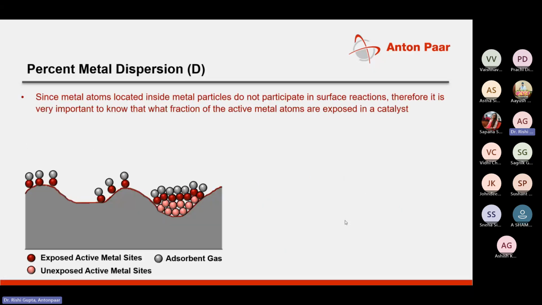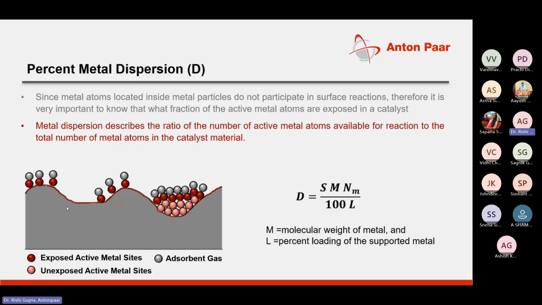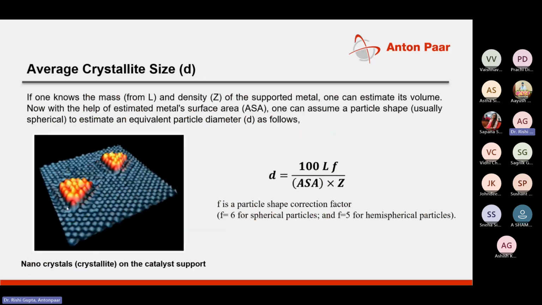Then the metal dispersion. If we are developing a catalyst and we have some lumps over there, all those metal atoms which are in the core will not be accessible to the gas molecule, and your dispersion would be less. A good dispersion sample is where everything is properly spread, no lumps are there, or even if the lumps are there, the lump size is very small. So the metal dispersion describes the ratio of the number of active metal atoms available for the reaction to the total number of metal atoms that we deposited. Average crystallite size is the size of that lump. The lower the crystallite size, the better the dispersion would be.